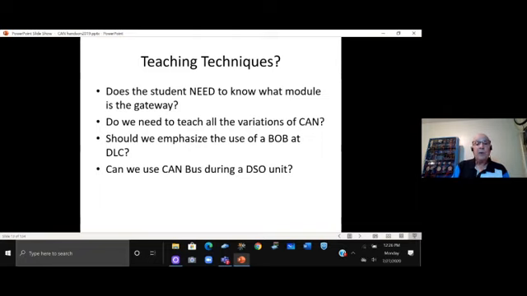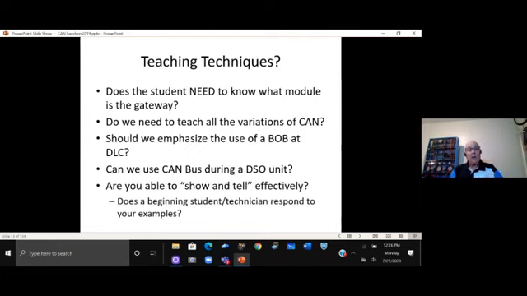Can we use CAN bus during a DSO unit? Well, there's an interesting question. Yeah, we can do CAN bus during a DSO unit. And the nice thing about it is, the DSO is the only real device that can communicate easily with a CAN bus. If we put a multimeter on it, the multimeter averages way too much. If you put a graphing multimeter on, it's not fast enough to be able to keep up with the signals. These are extremely fast signals.